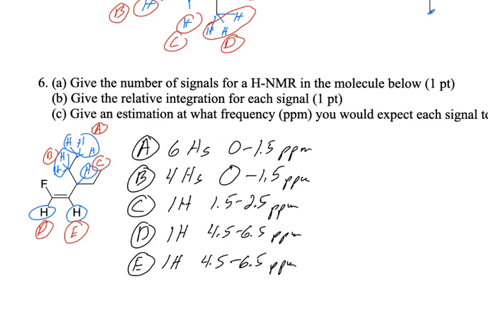So A is worth 6 hydrogens because there's both these CH3s. B is worth 4 because both those CH2s. C is worth 1. D and E. And then frequencies, these are saturated, so 0 to 1.5. Same with B. C is allylic, so that's that allylic region. And then D and E are both in the vinyl region, so they're a little higher up, a little more deshielded. There you go.